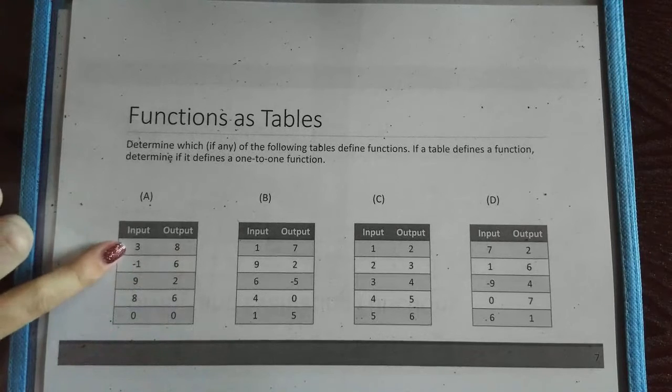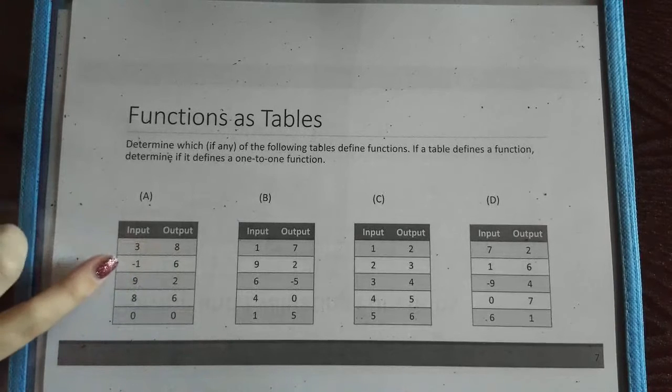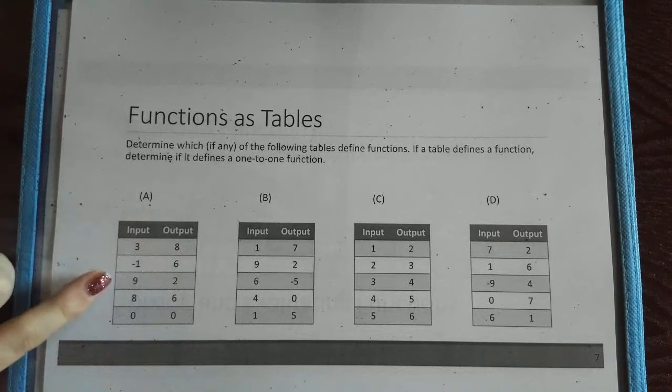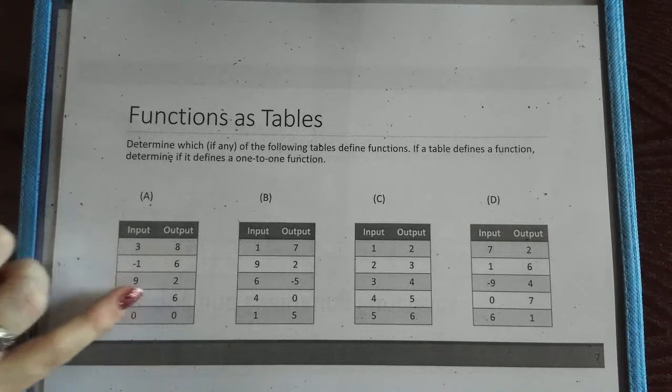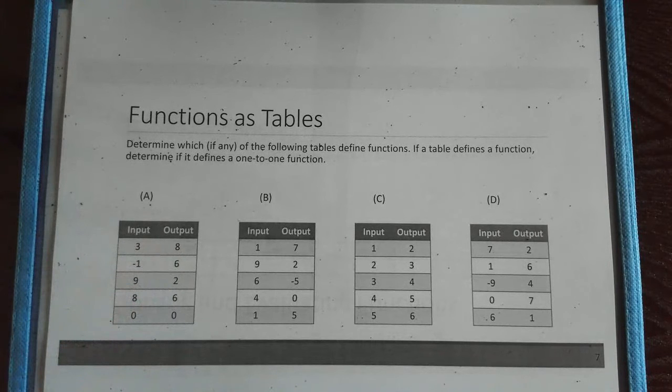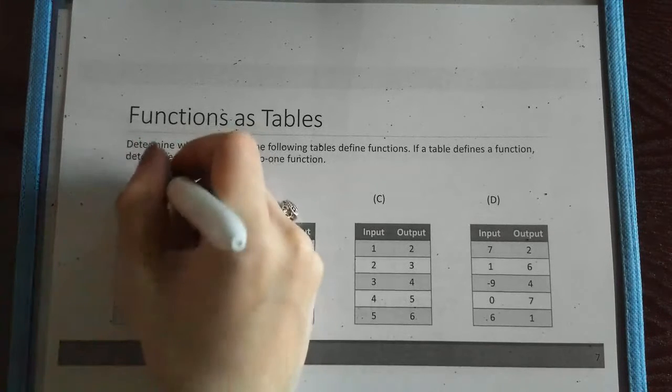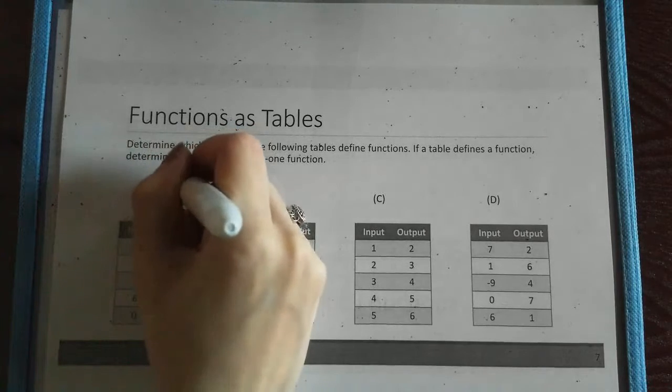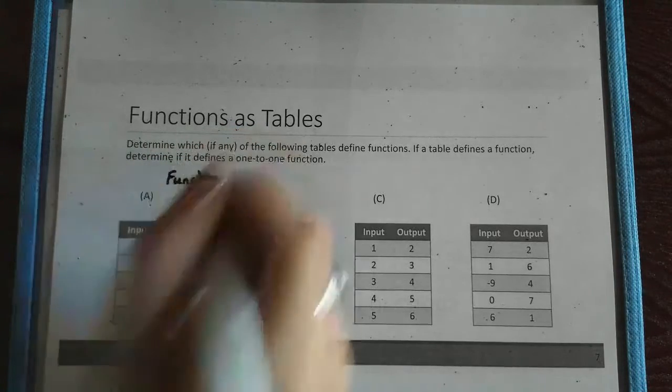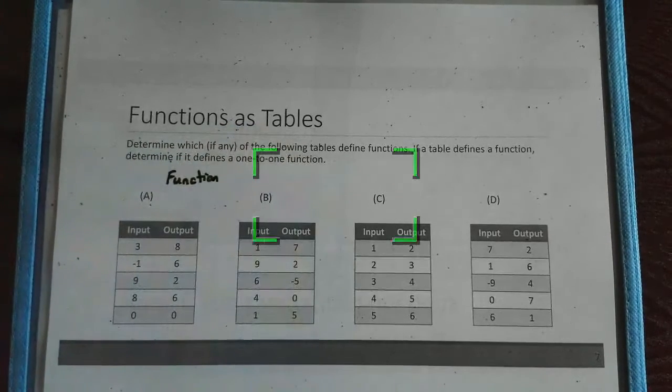Well, let's check. An input of 3 gives us 8. An input of -1 gives us 6. 9 gives us 2. 8 gives us 6. 0 gives us 0. Sure, that one's a function, because each input has only one choice for what the output's going to be.